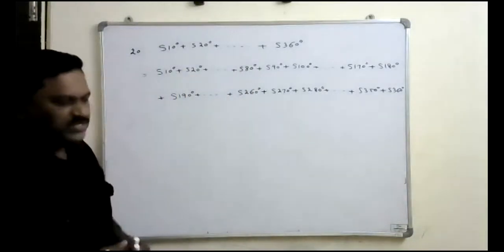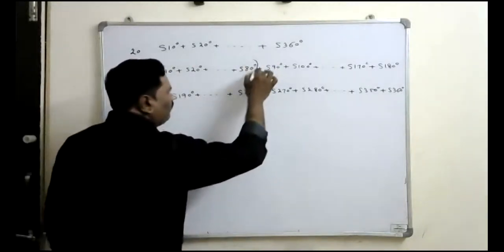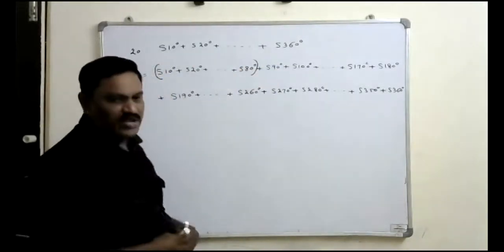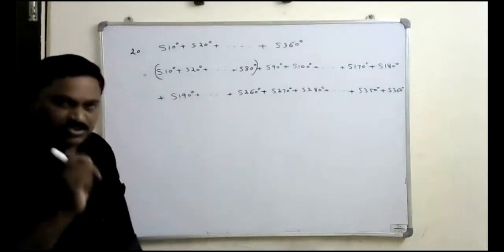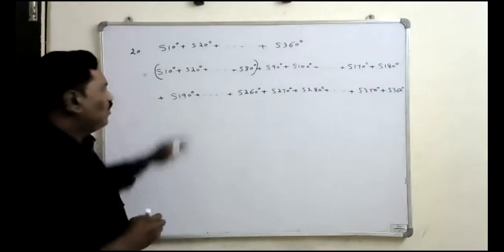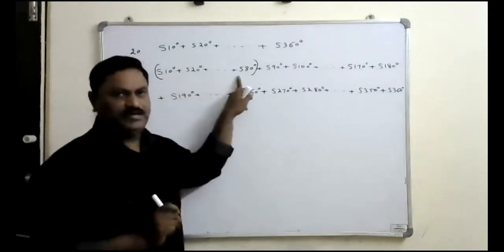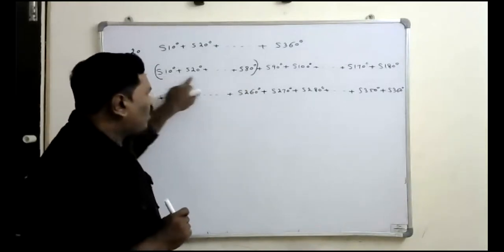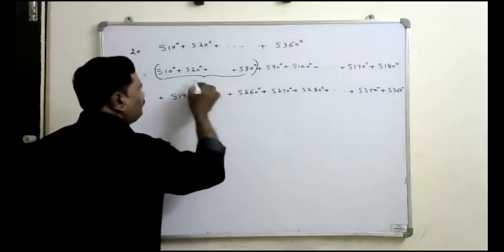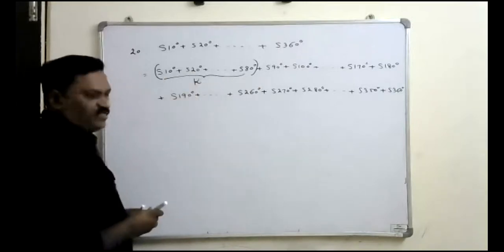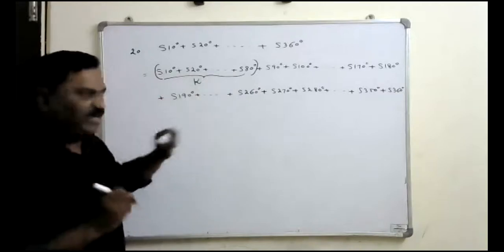Now if you observe these angles from 10 degree to 80 degree, all are acute angles, which means all these angles lie in the first quadrant. So all these values are positive. Let's take the sum of all these values as k.